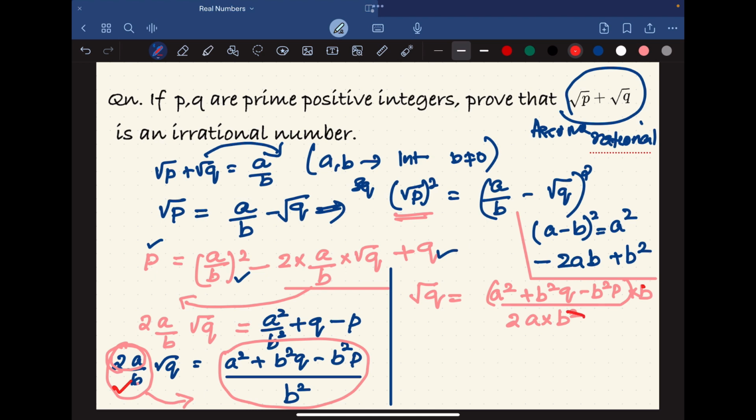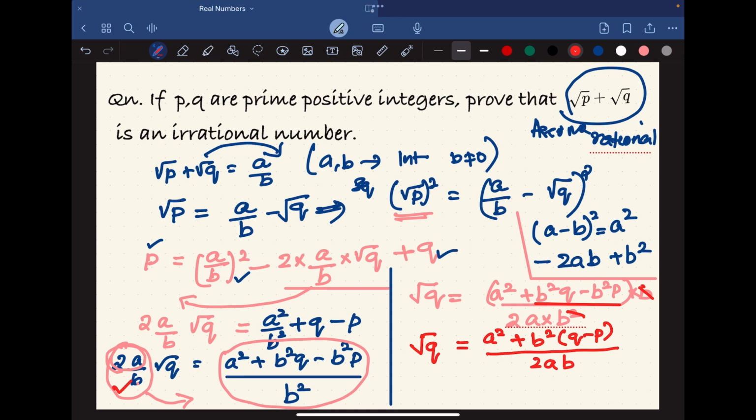So can we cancel this b square, and here one b is there, right? So what will be the next step? What can we do as a next step? Let's see. So this is equal to a square plus, from these two, can we take the b square as common? Yes, b square into (q minus p) the whole divided by 2ab. So the right hand side is (a square plus b square inside the bracket q minus p) the whole divided by 2ab, and the left hand side you got it as root q. Okay, sorry.